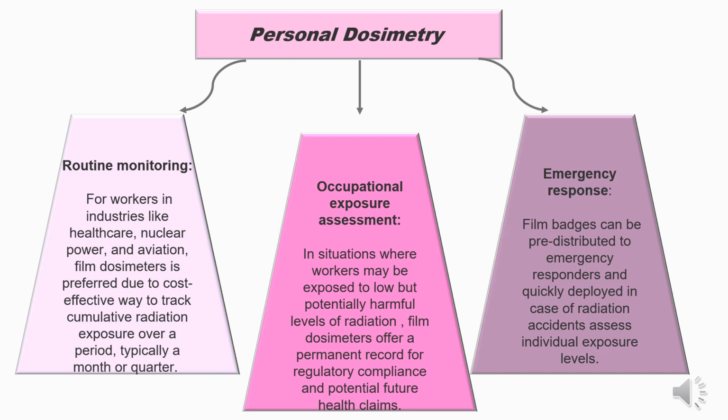Second, exceptional exposure assessment. In situations where workers may be exposed to low but potentially harmful levels of radiation, film dosimeters offer a permanent record for regulatory compliance and potential future health claims. And emergency response. Film badges can be pre-distributed to emergency respondents and quickly deployed in case of radiation accident to assess individual exposure levels.